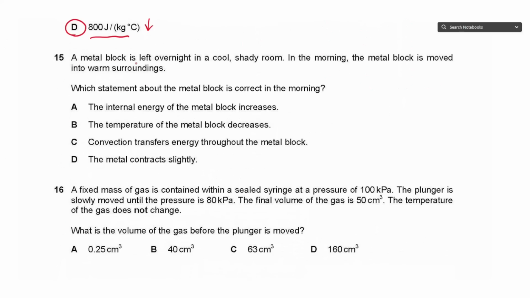Question 15 says a metal block is left overnight in a cool, shady room. In the morning, the metal block is moved into warm surroundings, so the temperature increases.